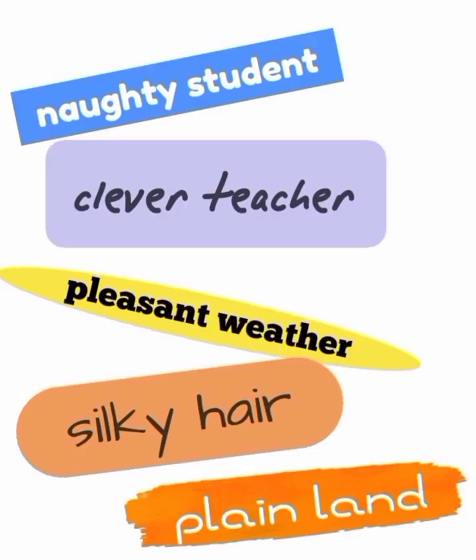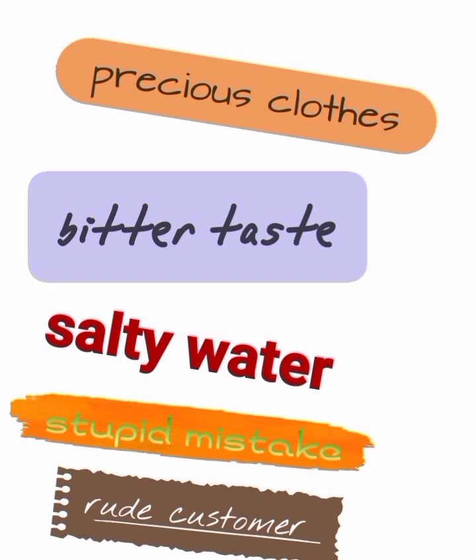Naughty student, clever teacher, pleasant weather, silky hair, plain land. Naughty is quality of student and cleverness is quality of teacher. Weather may be pleasant or not. Pleasant is the quality of weather. Silky hair, silky is the quality of hair, etc.